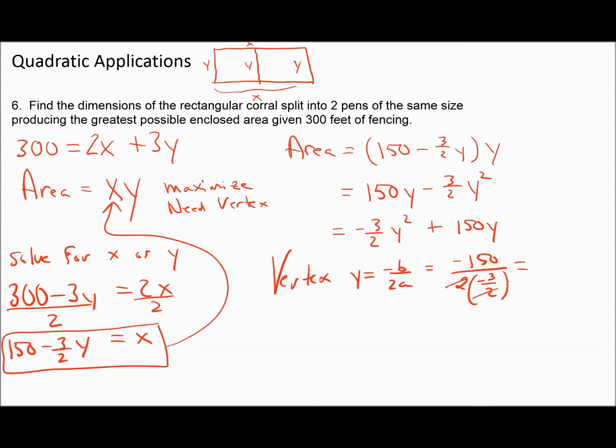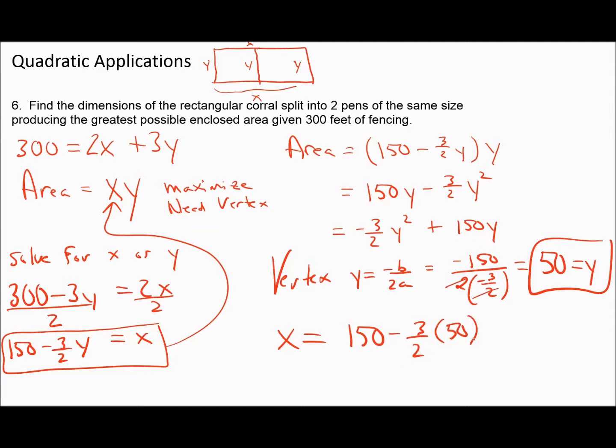So it's really 150 divided by 3, which is 50. So I know that my y value is equal to 50. How do I find my x value? Well, as long as I didn't make a mistake over here, I know that x is 150 minus 3/2 y. So 150 minus 3 over 2 times y is 50.